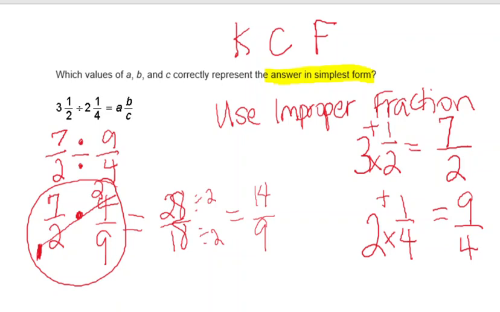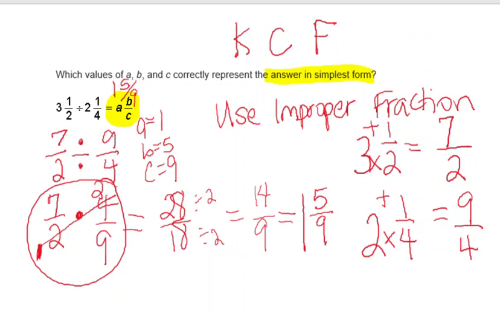But they want their answer in a mixed number format, so we now need to divide. 14 divided by 9. 9 goes into 14 one time, with 5 left over out of 9. So my A value is 1, my B value is 5, and my C value is 9. A equals 1, B equals 5, and C equals 9.